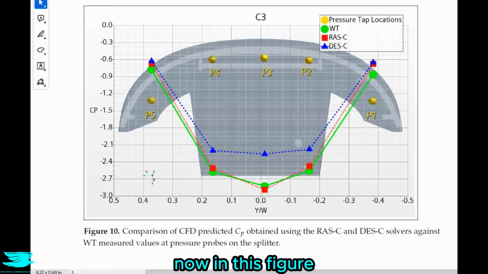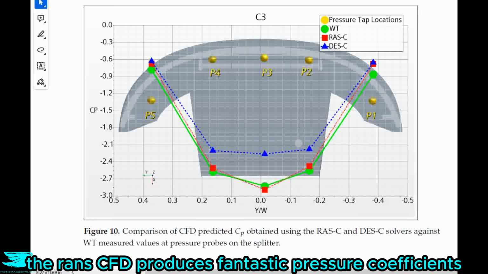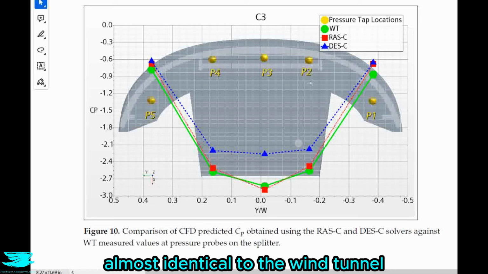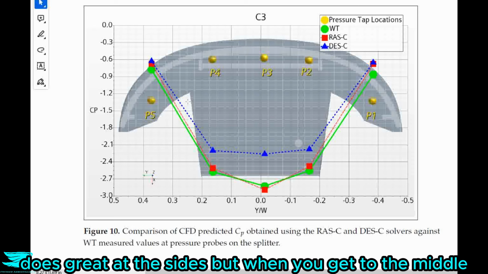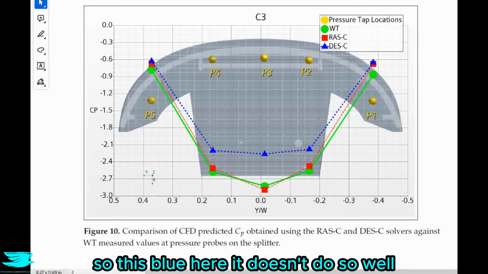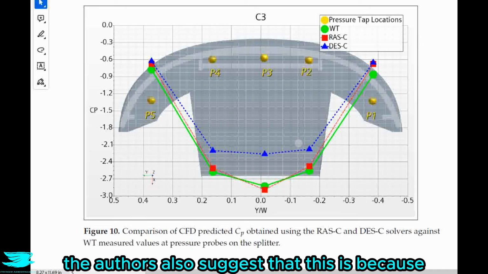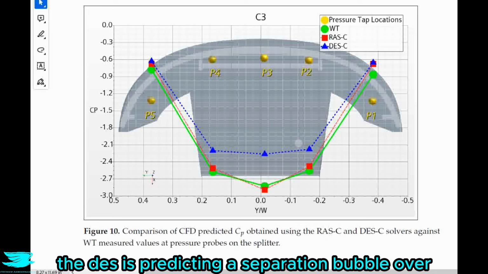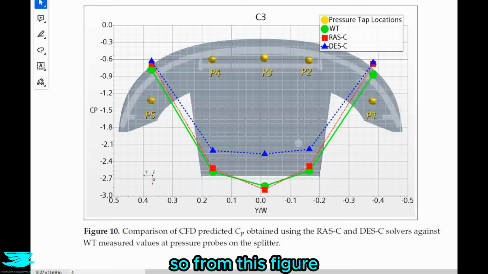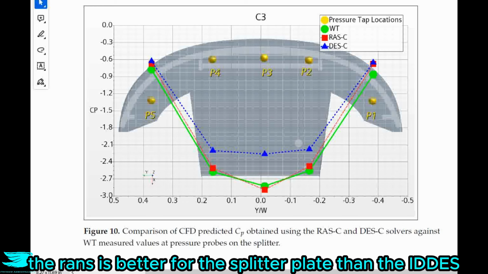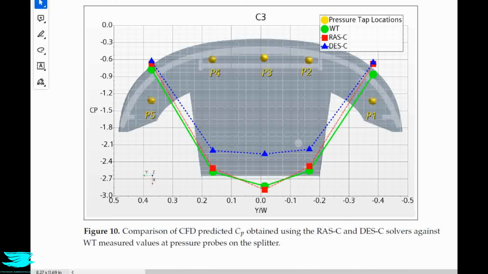Now in this figure, the RANS CFD produces fantastic pressure coefficients almost identical to the wind tunnel. The DES does great at the sides, but when you get to the middle, so this blue here, it doesn't do so well. The author suggests that this is because the DES is predicting a separation bubble over the middle, which is increasing its pressure, so just around here. So from this figure, the RANS is better for the splitter plate than the IDDES.